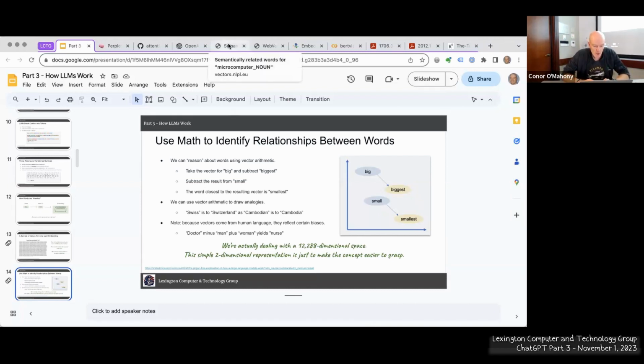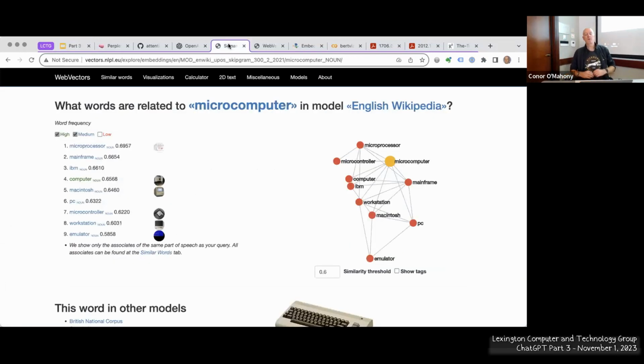Okay, I am going to go over to another page that's linked to from the presentation. And again, the reason I'm including this is if you want to go in and start playing around and get a better feel for what's happening. This is a page where they have created these embeddings, these vectors, for a number of different training sets. And so you can go in and look for a word in the training set, and you can see its relationship to other words in the training set.